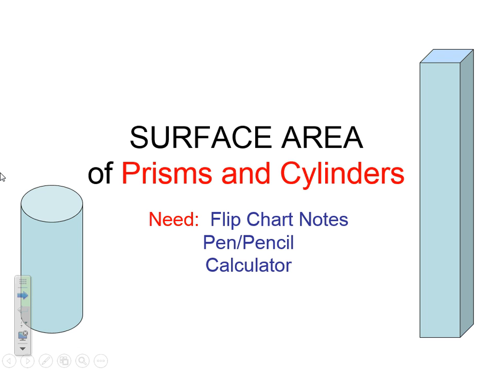Welcome, ladies and gentlemen. Today we're going to talk about surface area of a prism and a cylinder. We're going to talk about how we can find the surface area of prisms and cylinders. You're going to need your flip chart notes that we made the other day, a pen and a pencil, and a calculator.